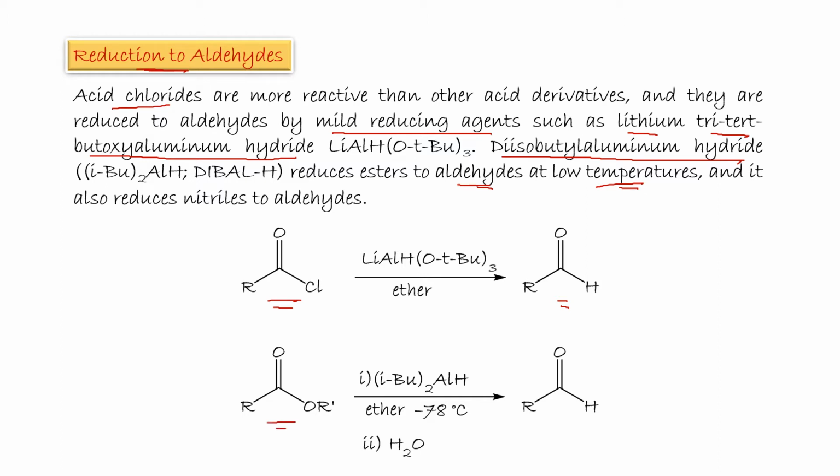So, having the ester, diisobutylaluminum hydride in ether at -78 degrees Celsius, followed by addition of water, gives the aldehyde. So we can reduce the acid derivative, the acid chloride, using lithium tri-tert-butoxyaluminum hydride, or we can reduce the ester derivative of the acid using diisobutylaluminum hydride at low temperature.